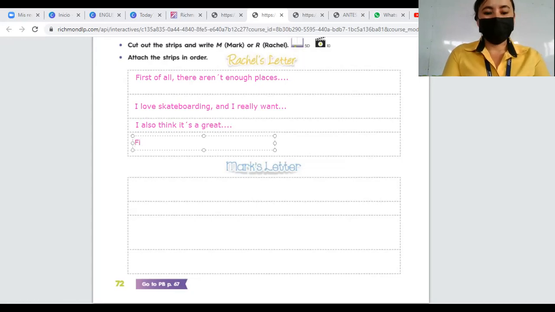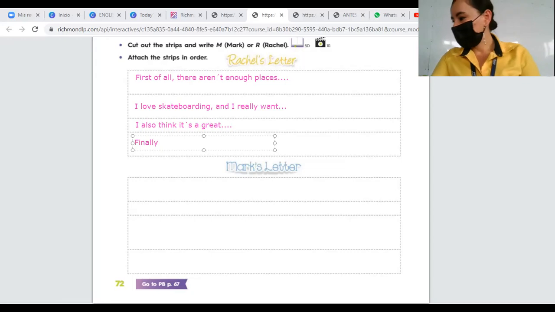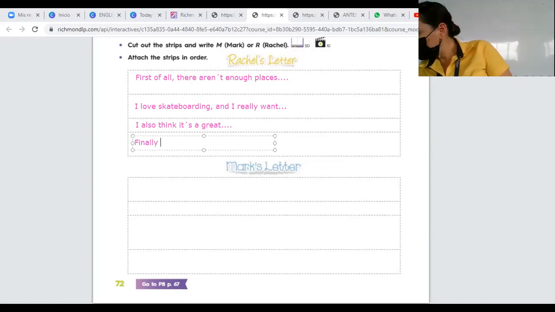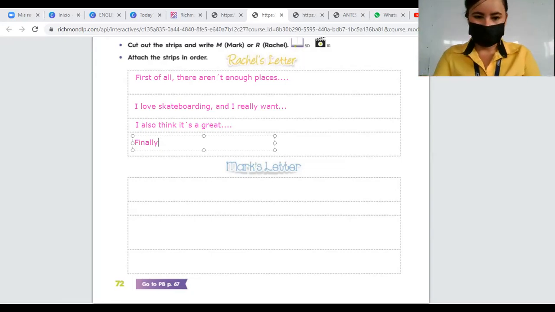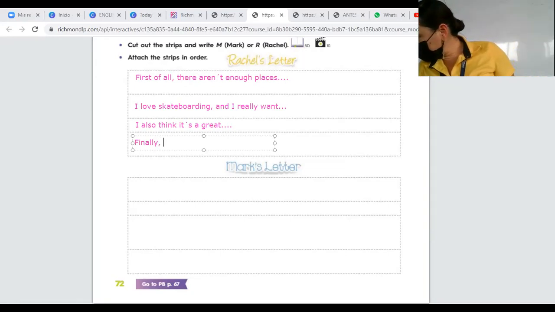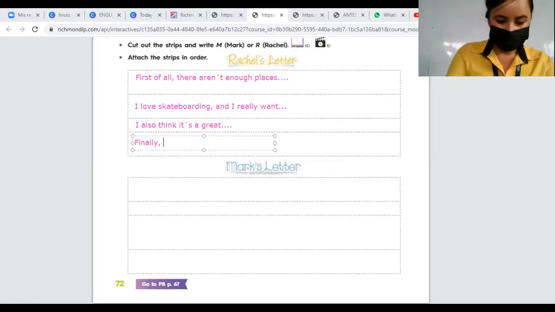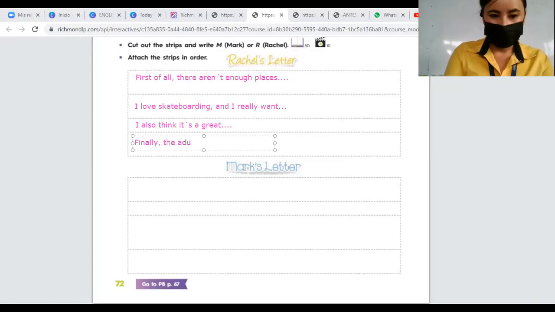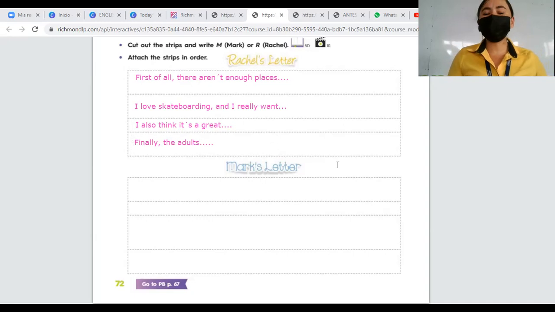Finally, the adults who run our city should remember the interest of young people. Finally, repeat again, please, Maria Jose. Finally, the adults who run our city should remember the interest of young people. Yes, Maria Jose, excellent. So my dears, these are the sentences you're gonna put and glue in these spaces.